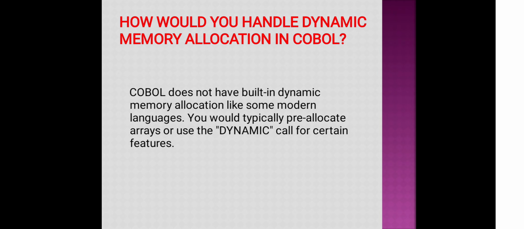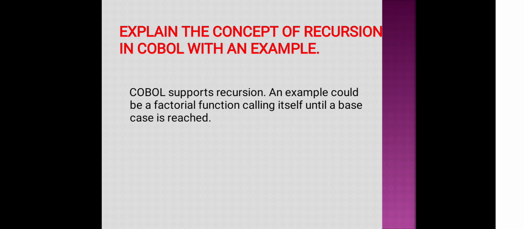How would you handle dynamic memory allocation in COBOL? COBOL does not have built-in dynamic memory allocation like some other modern languages. You would typically pre-allocate arrays or use the dynamic CALL for certain features. Explain the concept of recursion in COBOL with an example. COBOL supports recursion. An example could be a factorial function calling itself until a base case is reached.